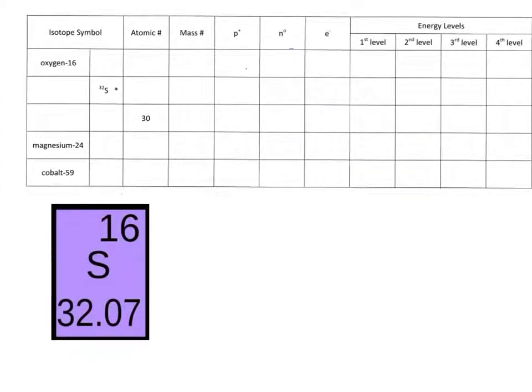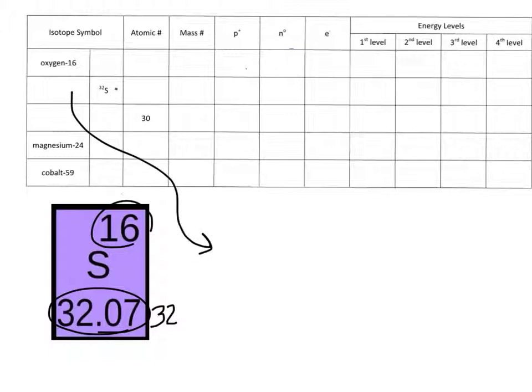So for sulfur on the second line, the atomic number is 16. The mass number is, we're going to call it a whole number, 32. And in that first box, sometimes instead of writing an isotope symbol, we write the name of the element, and then we say dash 32. That means that the mass number for that particular atom is 32 protons and neutrons.